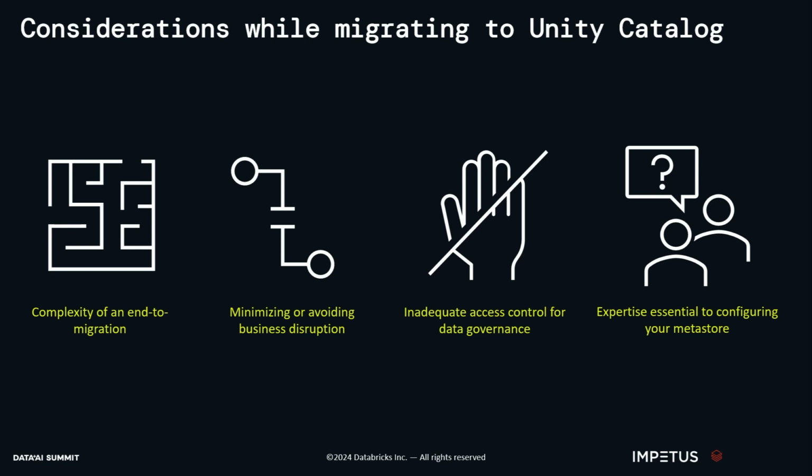The second thing is how do we avoid business disruption when we have this migration plan. The third thing is, do we have enough access to be able to do this kind of migration or upgrade to Unity Catalog? And the fourth one is, does my team really have the expertise to go through the utilities that are out there and be empowered to successfully do the migration to Unity Catalog? These are some of the considerations you might want to keep in mind as we are planning for a UC migration.